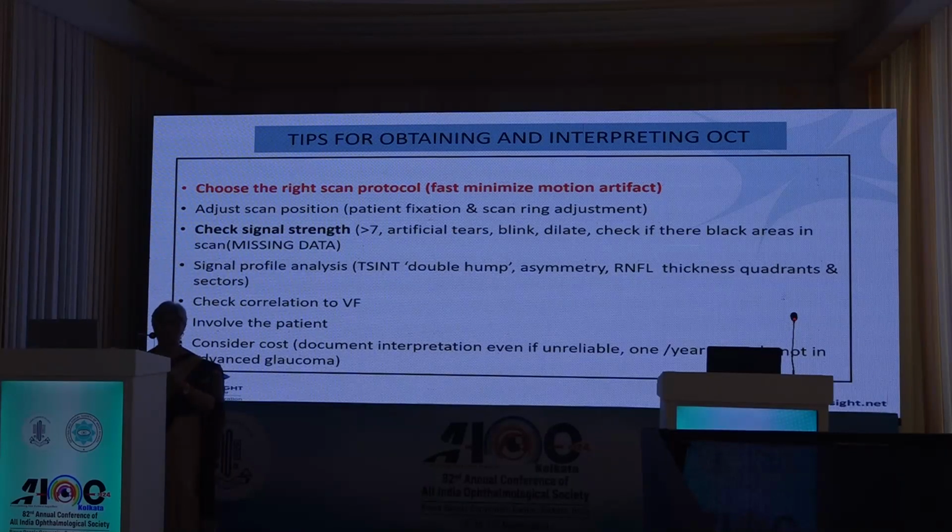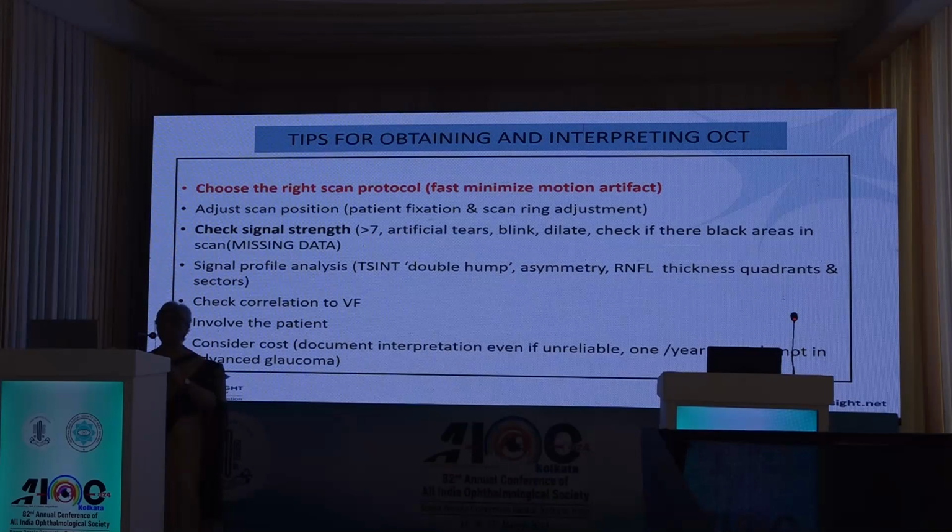Very, very important, check for signal strength. You must check if the patient's eye is dry. Put 1 drop of artificial tears, which you must keep near your OCT machine. Dilate the pupil whenever you want to take the entire scan in one go. The moment you get the scan, check if there are any black areas in the scan. Black areas mean there is missing data.